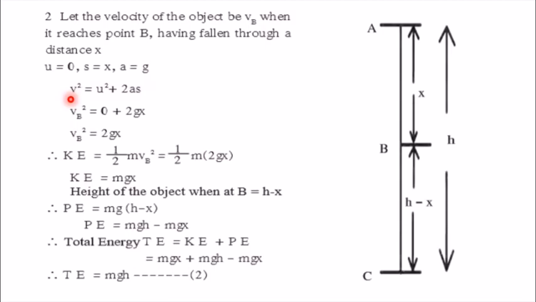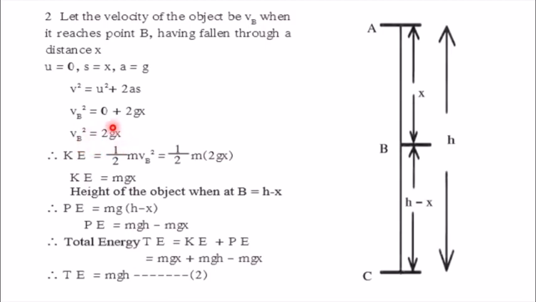We will use Newton's formula, that is V square is equal to U square plus 2AS. Now V here is VB, the final velocity at point B. So VB square is equal to initial velocity, which we all know is always 0, so we have taken 0 plus 2. Now instead of A we can write g, and instead of S we can write x. So now what we get is VB square is equal to 2gx.